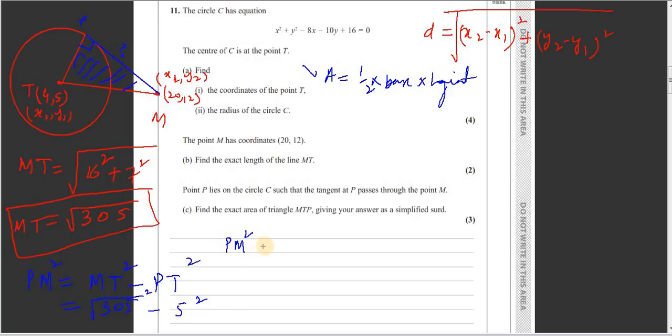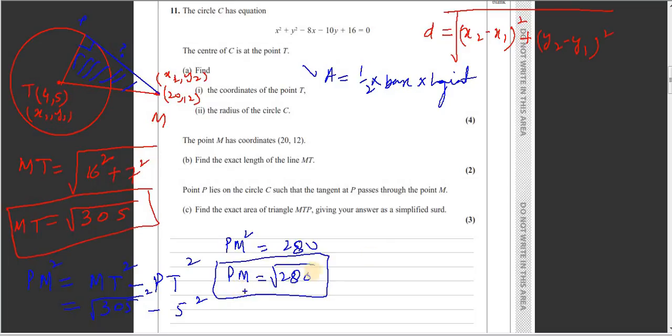So finally PM square is 305 minus 25, it's 280, and PM is root 280. This is the length of P to M.